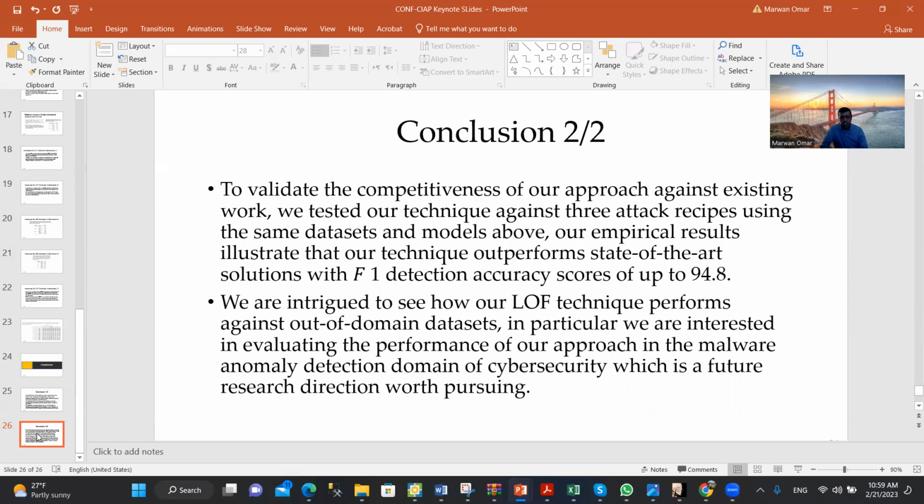We are intrigued to see how our LOF technique performs against out-of-domain datasets. In particular, we are interested in evaluating the performance of our approach in the malware and anomaly detection domain of cybersecurity, which is a future research direction worth pursuing.